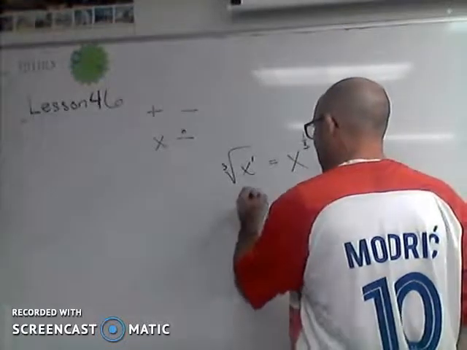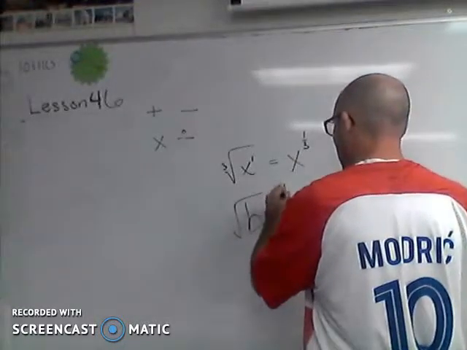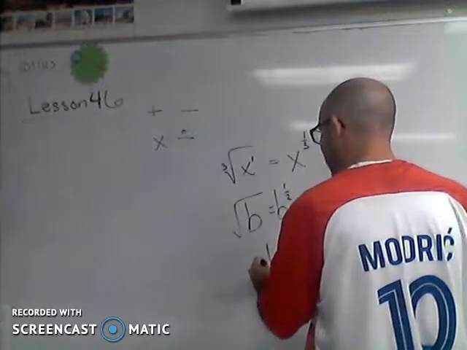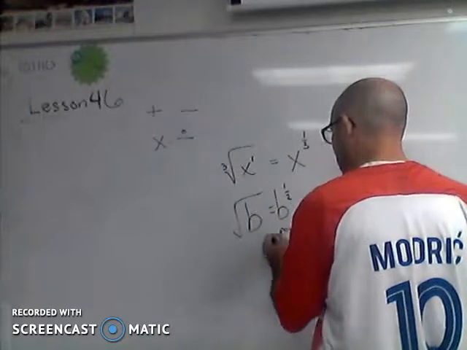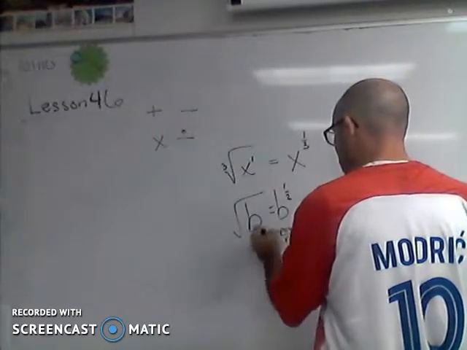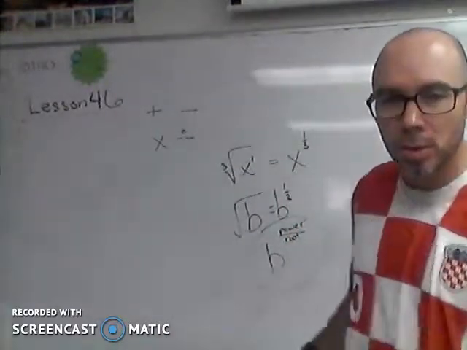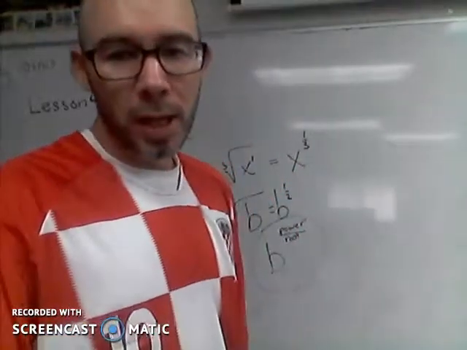Let me generalize that. Square root would be to the 1/2 power, and then basically after that we're looking at whatever the power is on that number over the root. You can always write your answers, you can always rewrite your problem like that.